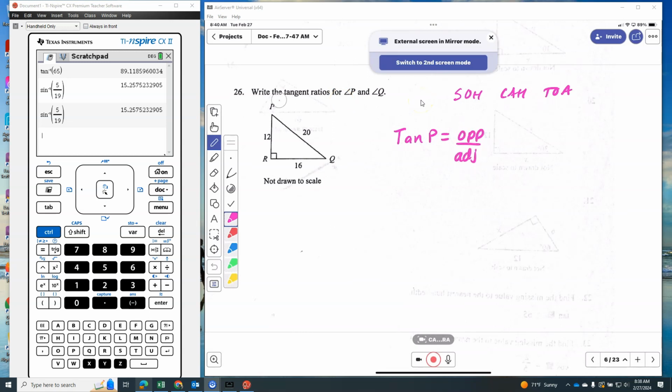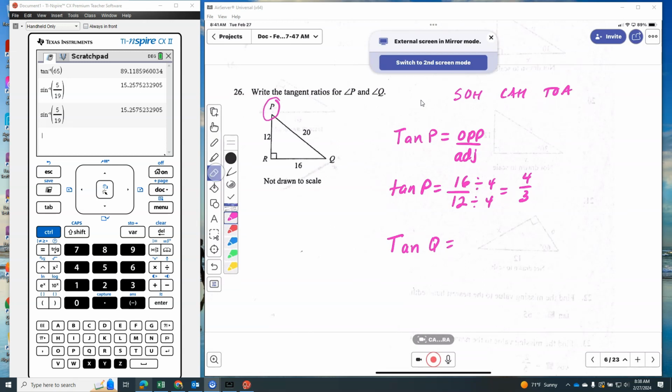So I need to focus my attention on P. So what is opposite? 16. What is adjacent? 12. And if you can simplify, you need to do so. So the common factor is 4, so it's 4 over 3. So we did tangent of P. Now we got to do tangent of Q. So now we're not going to focus on P.